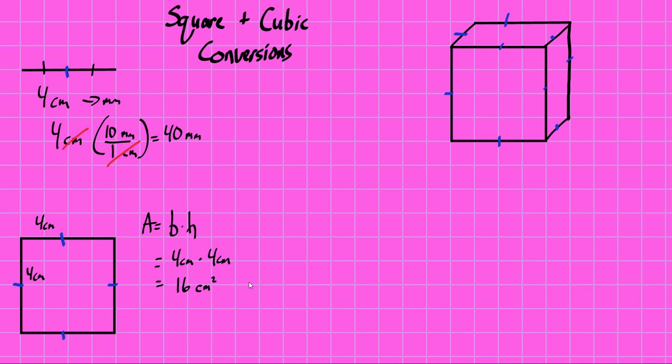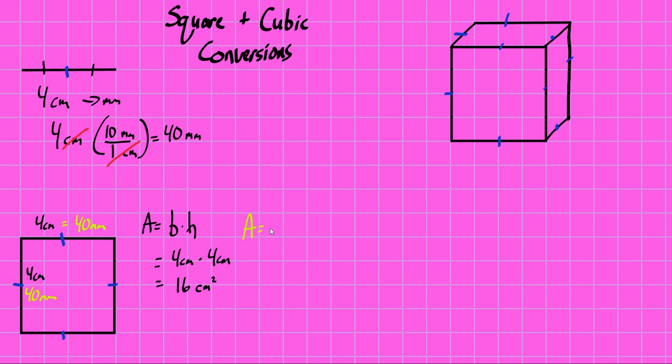But what if I want the area in millimeters? Well, now I need to rewrite. I need to redo this. 4 centimeters is the same as, I just did the conversion right there, 40 millimeters. So this one is also 40 millimeters.